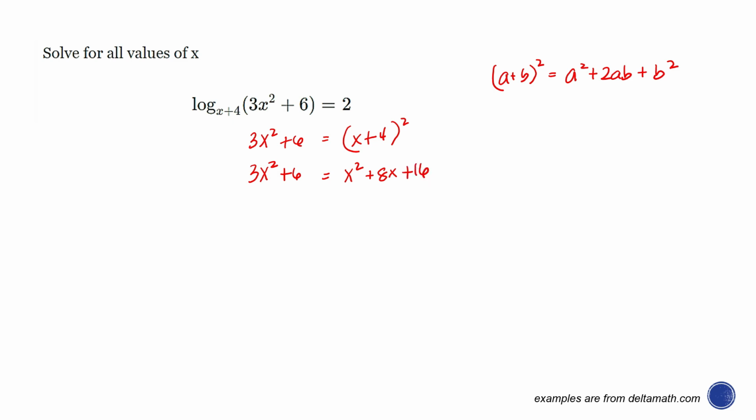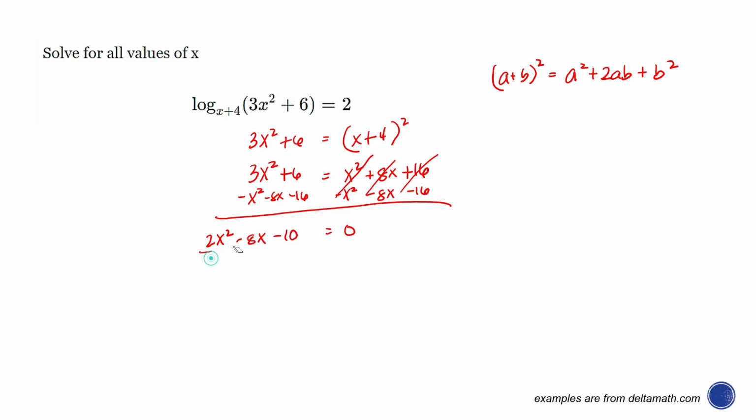Then I will move everything to the left side, meaning minus x squared minus 8x minus 16. Cancel, cancel, cancel. That'll be 0. 3 minus 1 is 2. So it's 2x squared minus 8x and then minus 10. Now, this is interesting because what we have here is a quadratic equation wherein all three terms are divisible by 2. If you look at 2, 8, and 10, they are all divisible by 2. So that means we can simplify this by dividing each term by 2.